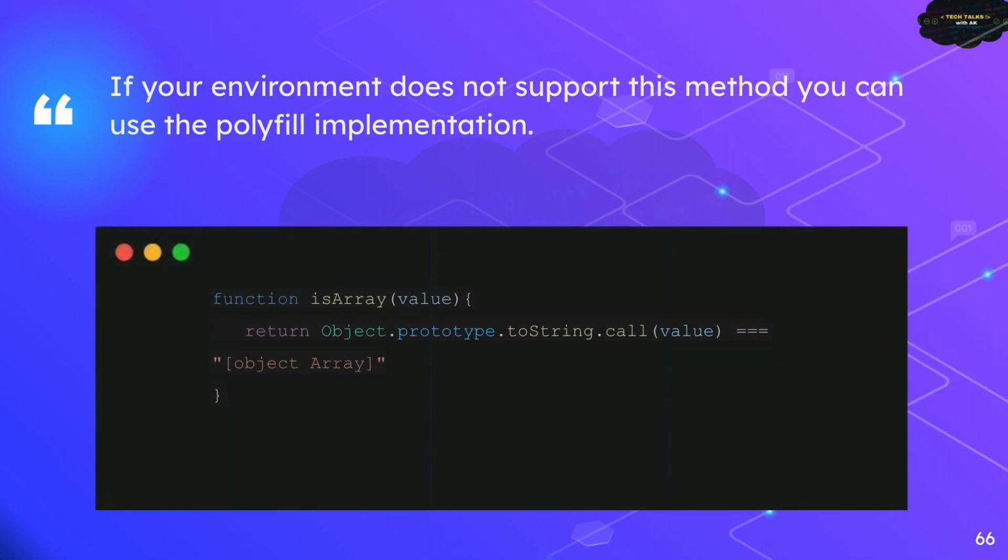And how does it look? You can write a function isArray which accepts a value, and you return Object.prototype.toString.call(value) equal to "[object Array]". If this function returns true, then your value is an array. If this function returns false, then your value is not an array.